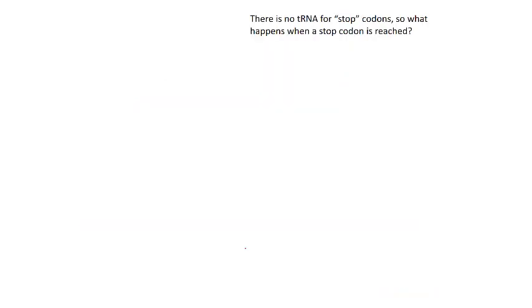Okay, that works great until we get to a stop codon, but we said last time that there's no tRNA for stop codons. So what do we do if we reach a stop codon? Well, stop codons, as you may have guessed, signify the end of the polypeptide. So we are done making the polypeptide and we don't have to make any more.